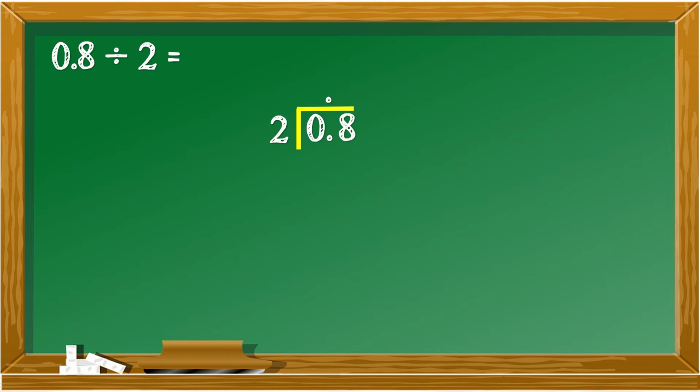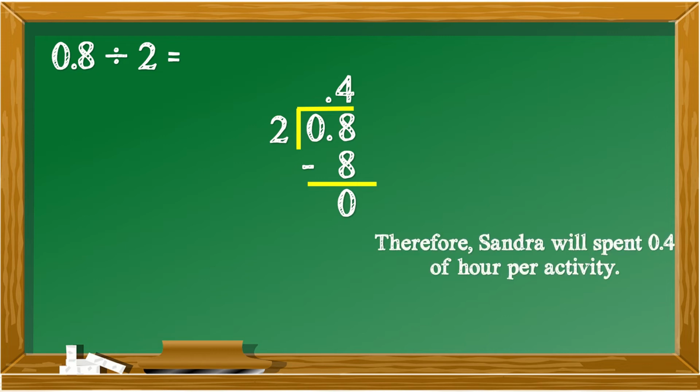8 divided by 2 is 4. 4 times 2 is 8. Subtract. 8 minus 8 is 0. Therefore, Sandra will spend 4/10 of an hour per activity.